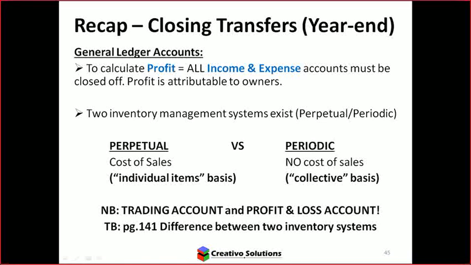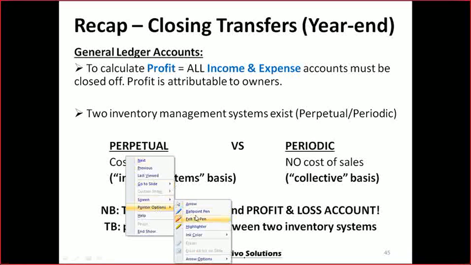Alright, then just the last note here. I've given you a few general slides in terms of the closing transfers. Something you need to be mindful of, because we're not going to be looking at the closing transfers for a sole proprietor, as the focus has changed. We're going to be looking at the closing transfers for partnerships, CCs, and companies. Before we can do that, we need to understand this.